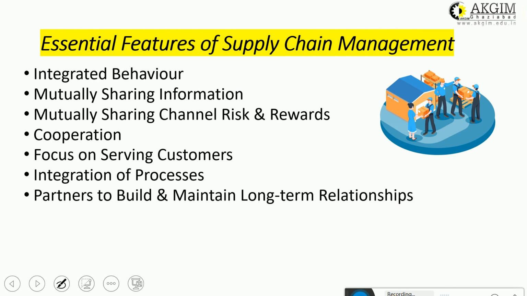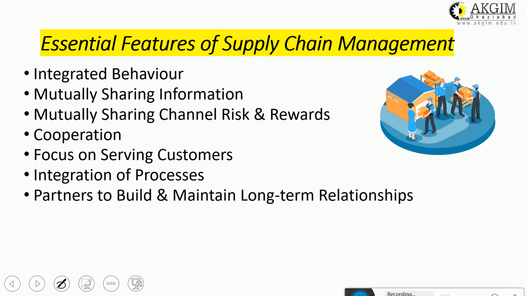Then it's mutually sharing information. Here it means that for effective SCM, mutually sharing information among channel members is very much required, especially for planning and monitoring this entire process, right? Then it's mutually sharing channel risk and rewards. There are different stakeholders in between, and effective SCM also requires mutually sharing channel risk and reward systems that actually yield a competitive advantage.